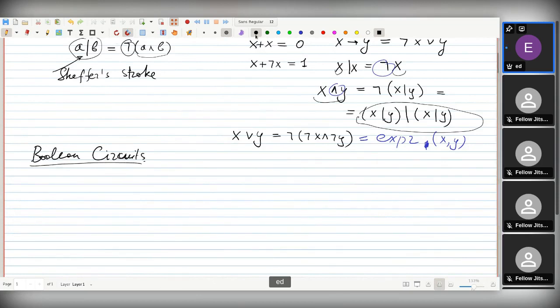A Boolean circuit is a simple program for computing Boolean functions. So let us define it. First, we shall go informally. Let P be some set of Boolean functions. So assume we have some set of Boolean functions.